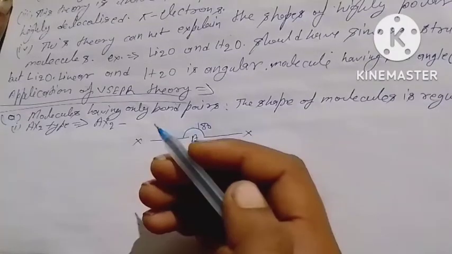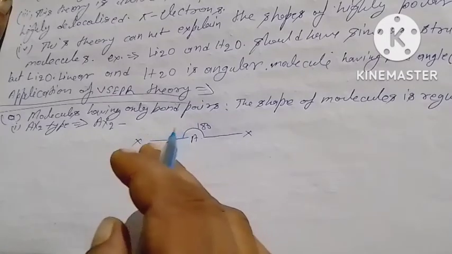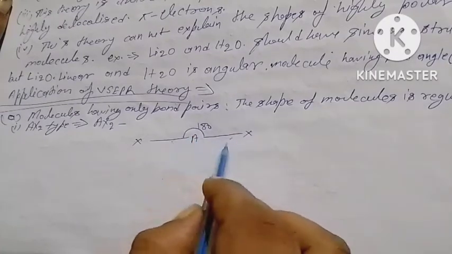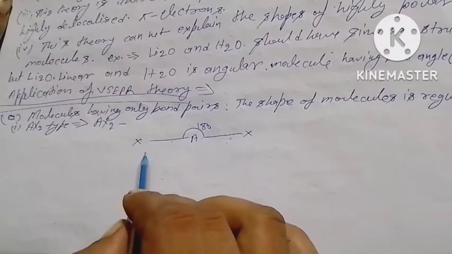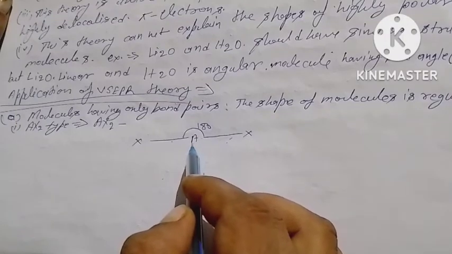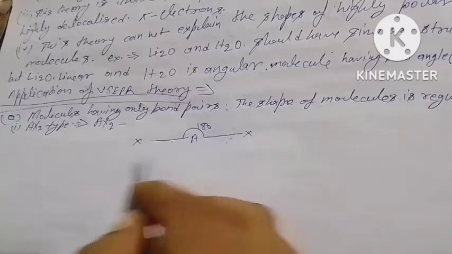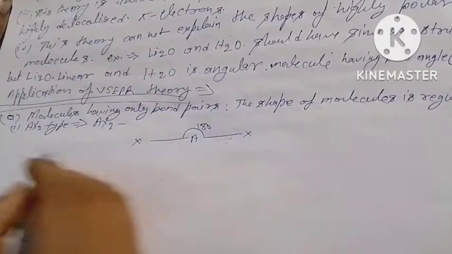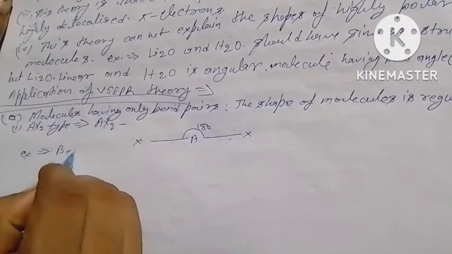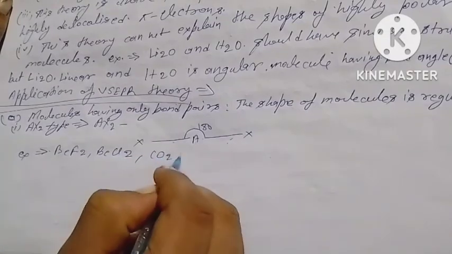In this type, two orbitals for the bond pairs are needed. So the hybridization of the central atom is sp and the structure as well as shape is linear. Examples: BeF2, BeCl2, CO2, etc.